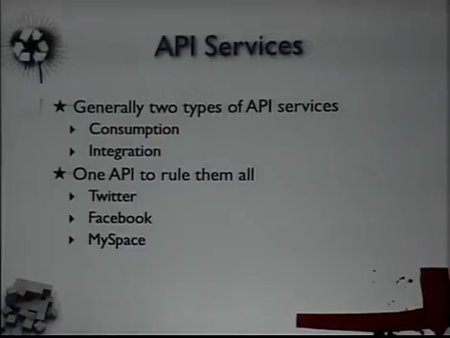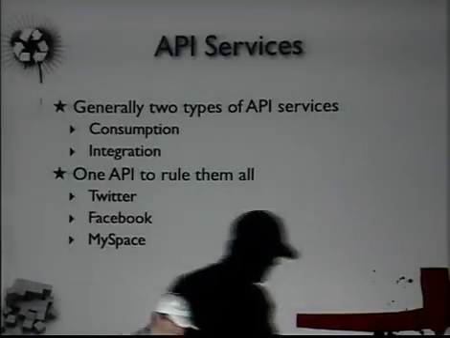And of course, there's the one API to rule them all. There's nothing saying that your API can't provide both consumption and integration. Probably one of the simplest to understand is Twitter, right? Twitter is a very simple web application. However, it allows you to use third-party applications to get your messages, and it allows you to then integrate content back in. So you're sending messages that then end up being integrated on their site.